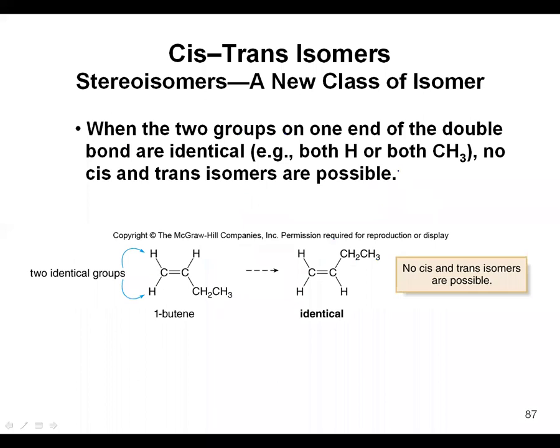So if we look at this carbon-carbon double bond, we have a hydrogen and a hydrogen. That's two groups that are the same. And that automatically eliminates the possibility of cis or trans. Because again, you do need to have two different groups on that carbon.